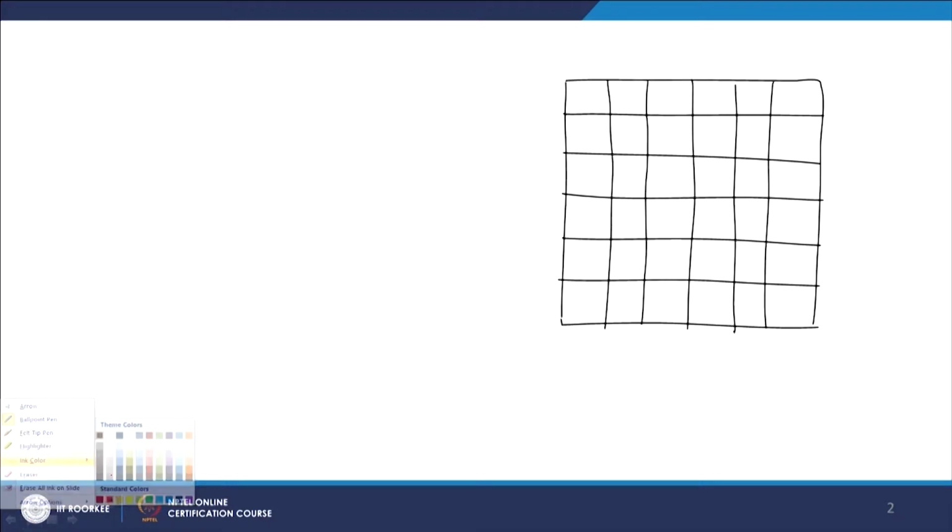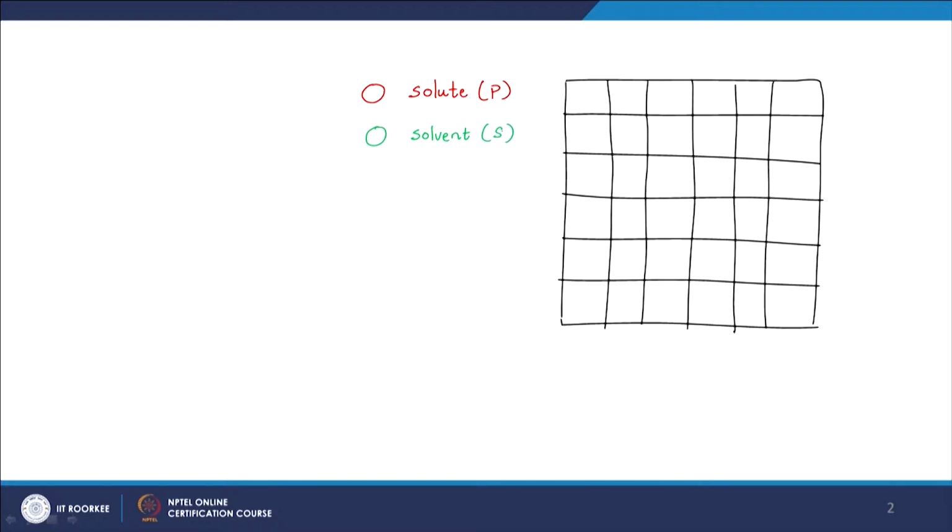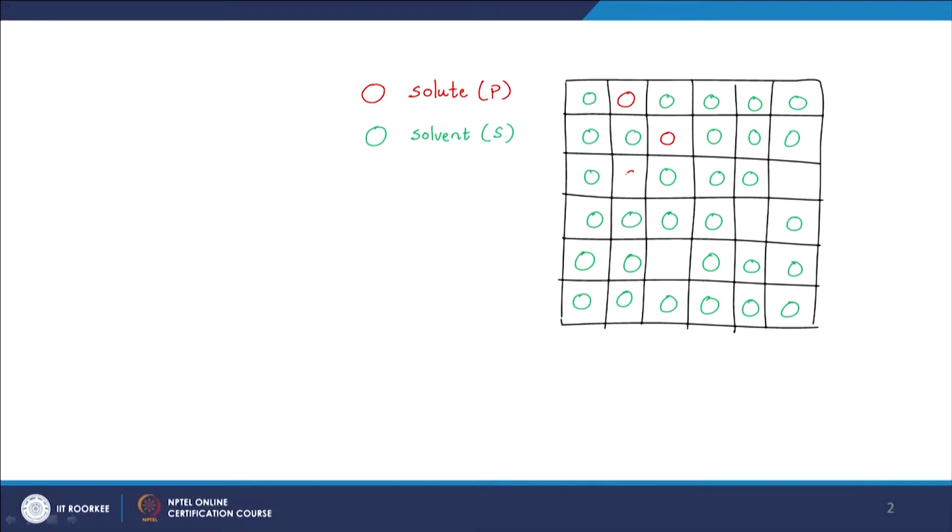And we are assuming that there are only 2 components, a solute that I refer to as P, and I will use the red color for the solute, and a solvent which I refer to as S, and I am using a green color for the solvent. And these positions on the lattice are either occupied by a solvent or a solute, and of course, as we will discuss, there can be many possible conformations or configurations representing the position of the solute and solvent molecules on the lattice, and this is one particular configuration that I have just drawn.